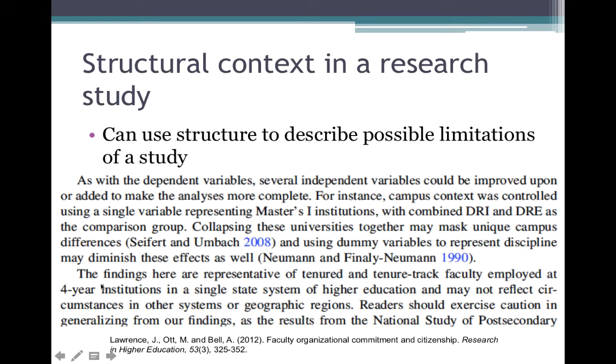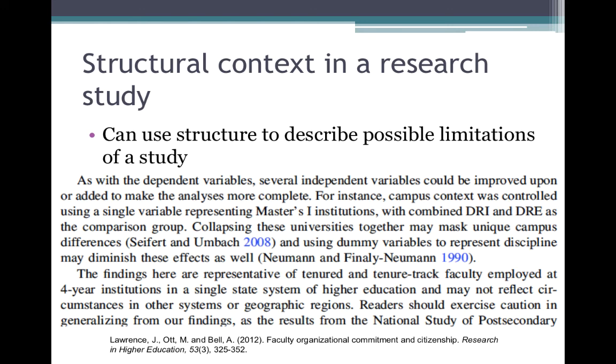And so we also made an acknowledgement that the findings in our study are representative of faculty employed, tenured and tenure track faculty, which is a structural characteristic, right? Employed at four-year institutions, the level of institution, which is another structural characteristic, in a single state system of higher education, and may not reflect circumstances in other systems or geographic regions. All of those are structural characteristics that were useful in describing potential limitations to making generalizability about our findings.